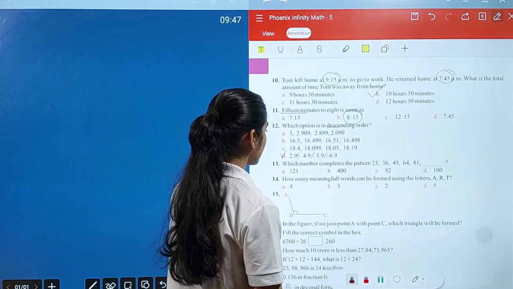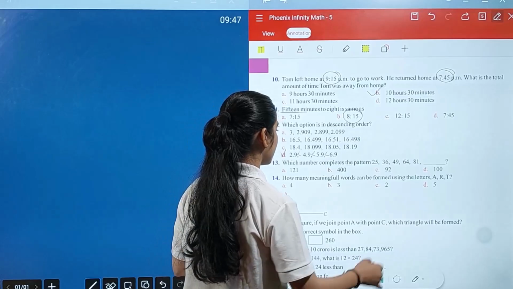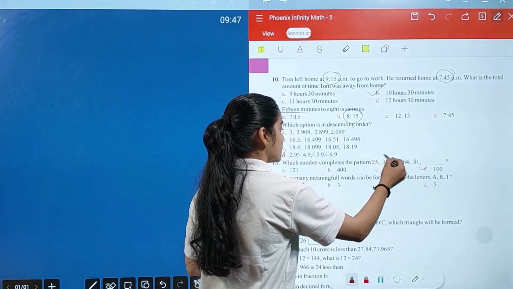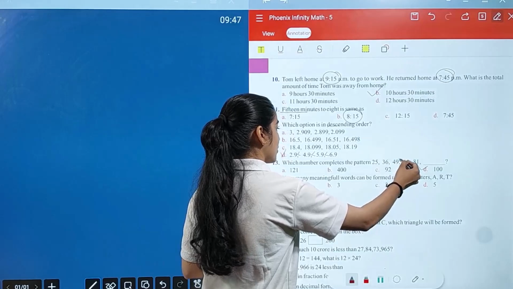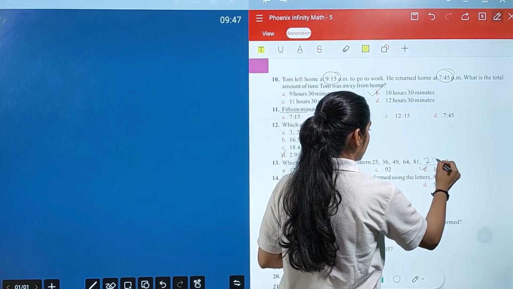Okay. Which number completes the pattern? 25, 36, 49, 64, 81 and after 81 we have 100. 5 fives are 25, 6 sixes are 36, 7 sevens are 49, 8 eights are 64, 9 nines are 81 and 10 tens are 100.